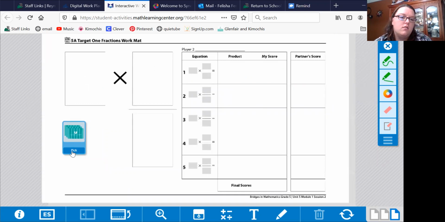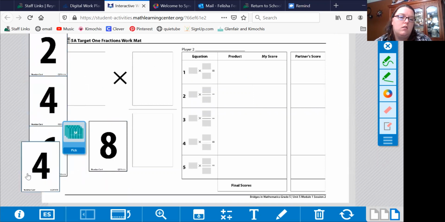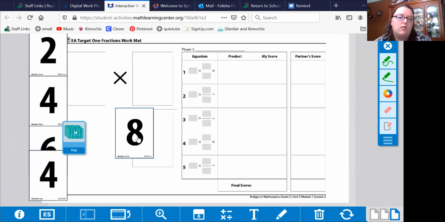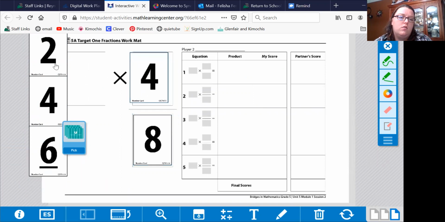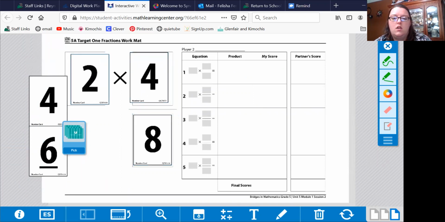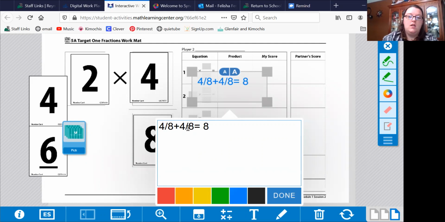Same thing, 5 cards. 1, 2, 3, 4, 5. And let's see what we got here. Ooh, I think I can do it again. Look. 8s, 4, and 2. So I'll pull up the text box so you can see here. So 2 groups of 4 8s, same as 4 8s plus 4 8s. Right, so 4 plus 4 is 8. Remember, we don't add denominators when we're adding and subtracting, and they're both the same, so that's 8 8s.